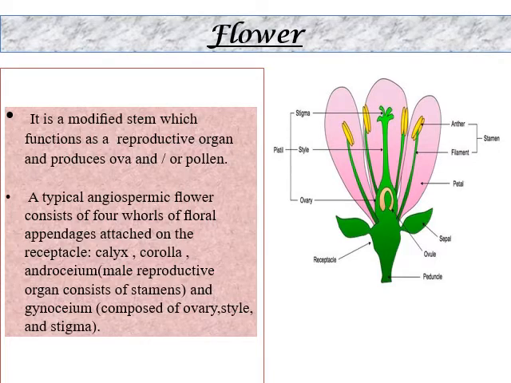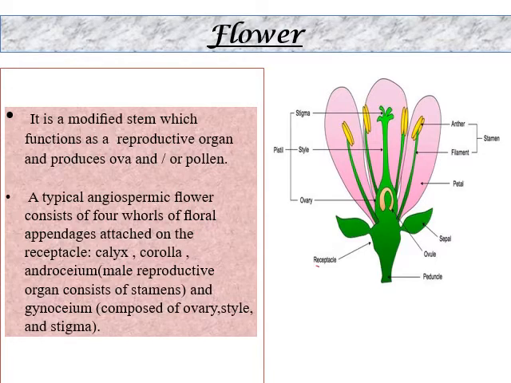Those reproductive organs which produce ova are the female reproductive organ of the flower, and the pollen is produced by the male reproductive part of the flower. So have a look at the male and female reproductive parts of the flower. This typical angiospermic flower consists of four whorls of floral appendages attached on the receptacle.